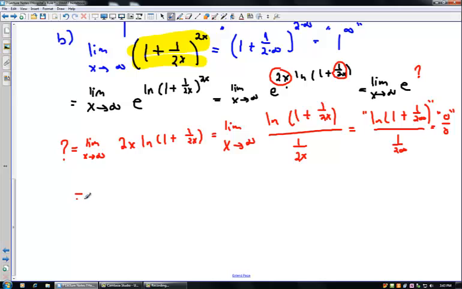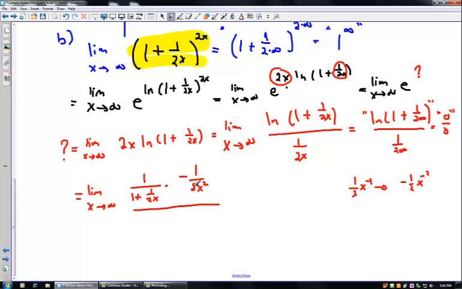So now that I know I can L'Hopital it, this is going to be equal to the limit as x goes to infinity. Now the derivative of ln is 1 over, so I have 1 over 1 plus 1 over 2x, times the derivative of the inside. The derivative of the inside is going to be 0 plus the derivative of 1 over 2x. Now the derivative of 1 over 2x is minus 1 over 2x squared. If you don't see that, remember the idea is 1/2 x to the minus 1. Its derivative, the minus comes down, so you get minus 1/2 x to the minus 2.